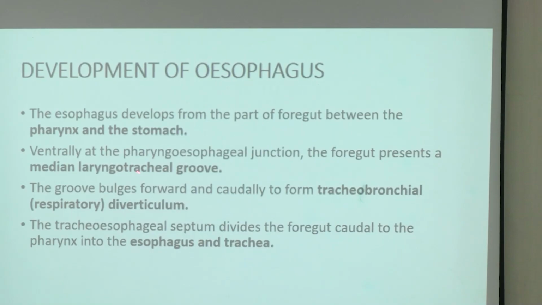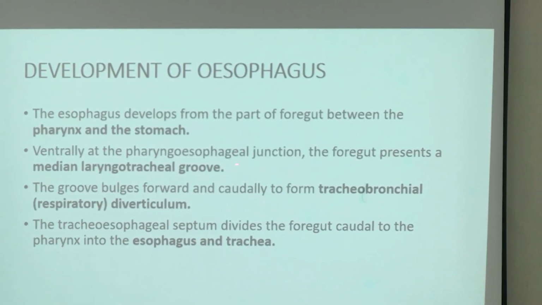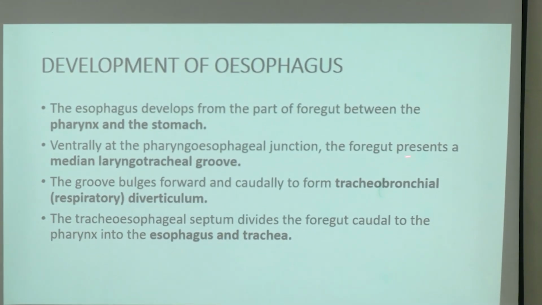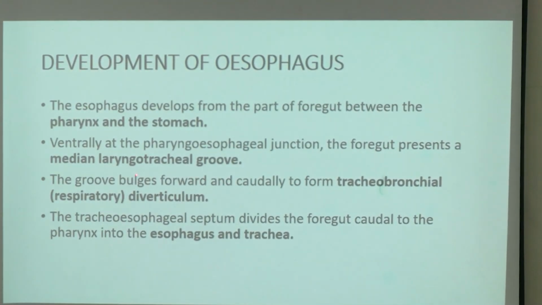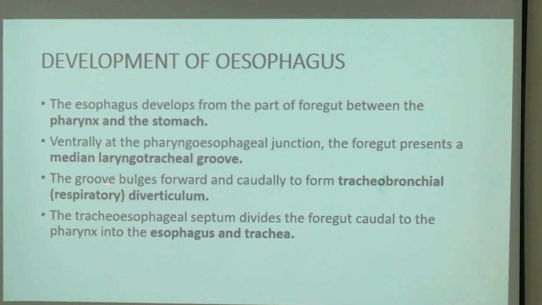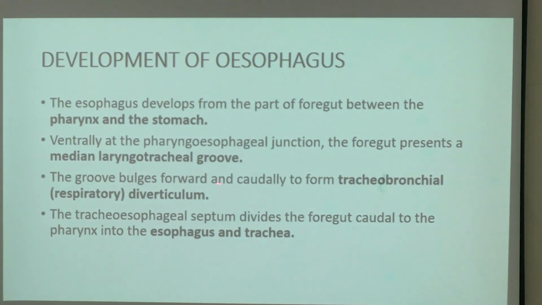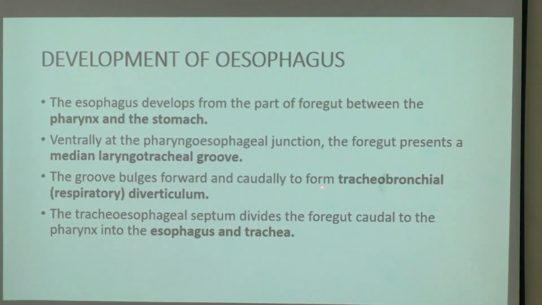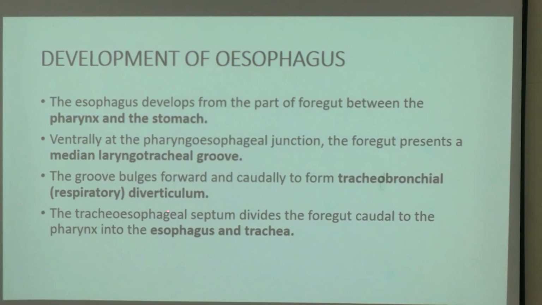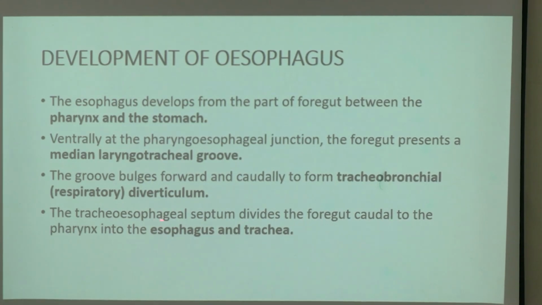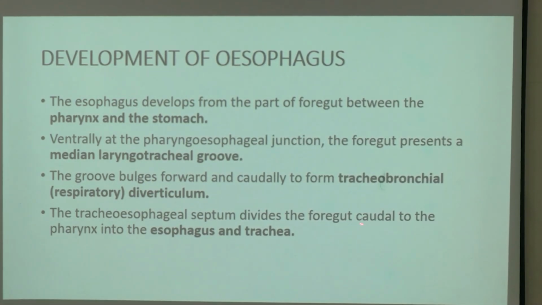Any doubts? Ventrally at the pharyngoesophageal junction, the foregut presents a structure called median laryngotracheal groove. The groove bulges forward and also in the caudal direction to form an important structure called tracheobronchial diverticulum, that is your respiratory bud, which I already mentioned. So, the tracheoesophageal septum divides the foregut caudal to the pharynx into the esophagus and the trachea.